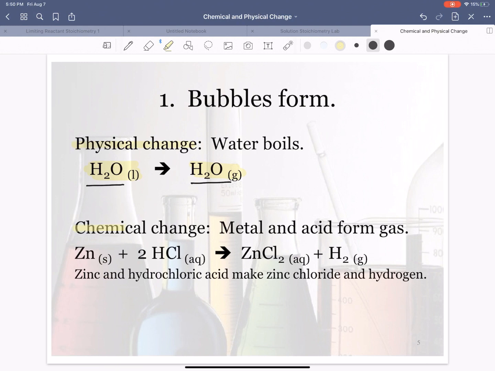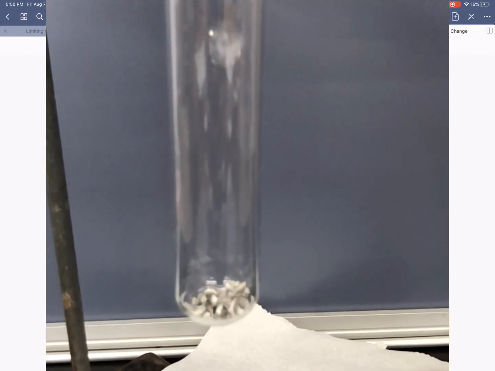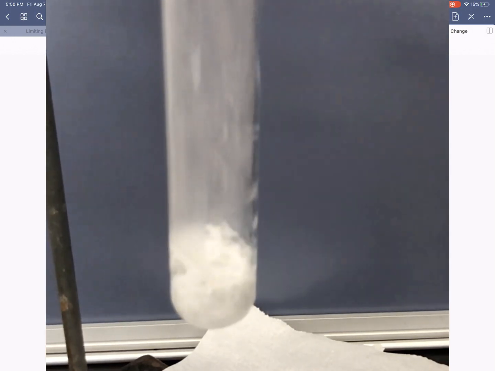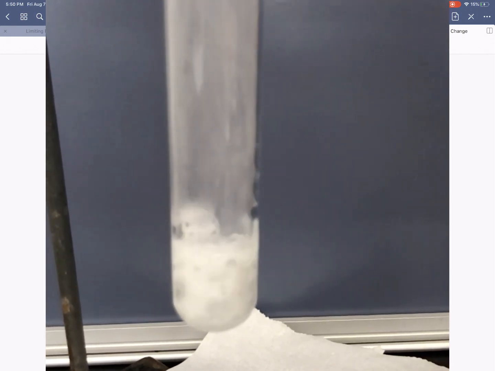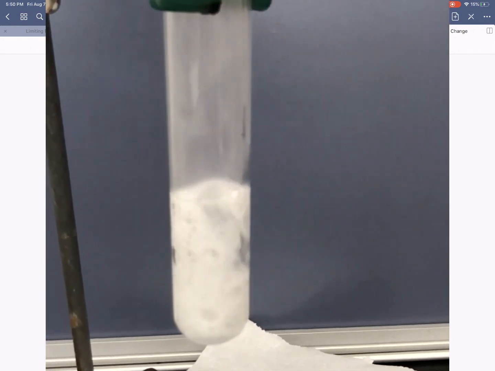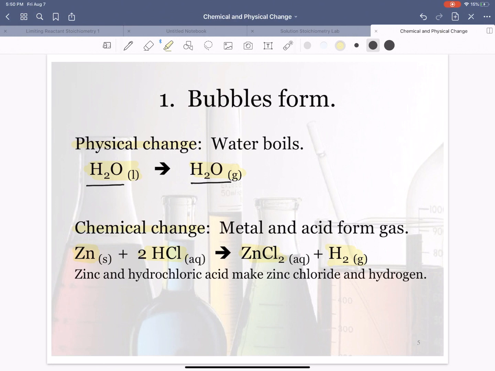A chemical change, where bubbles form, and that's the evidence of change, could be something like adding acid to a metal. Most metals are acid reactive, and when they react, they produce a gas, hydrogen gas, which is flammable. And in this case, because the metal is zinc, zinc chloride would be the other product. If what we had before and after are different, then that is a chemical change.